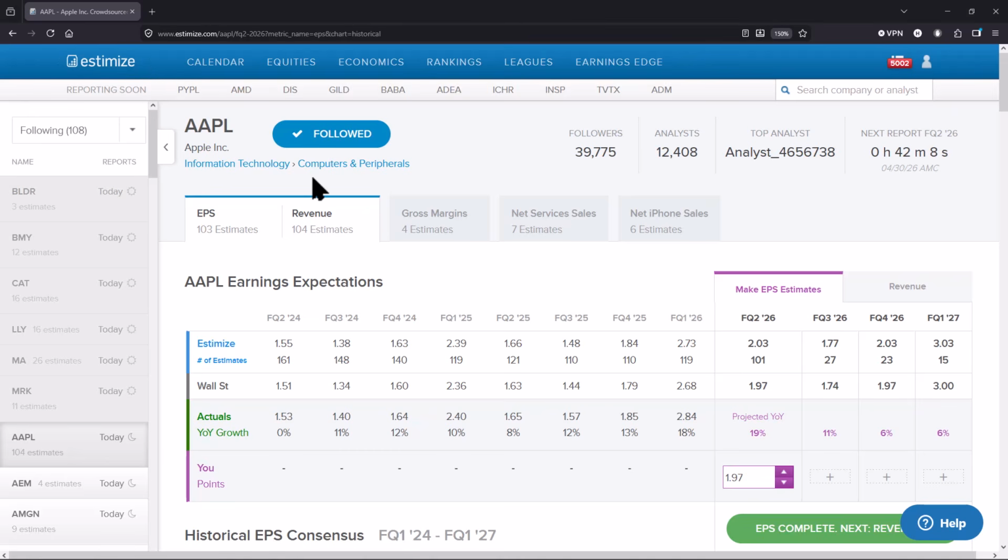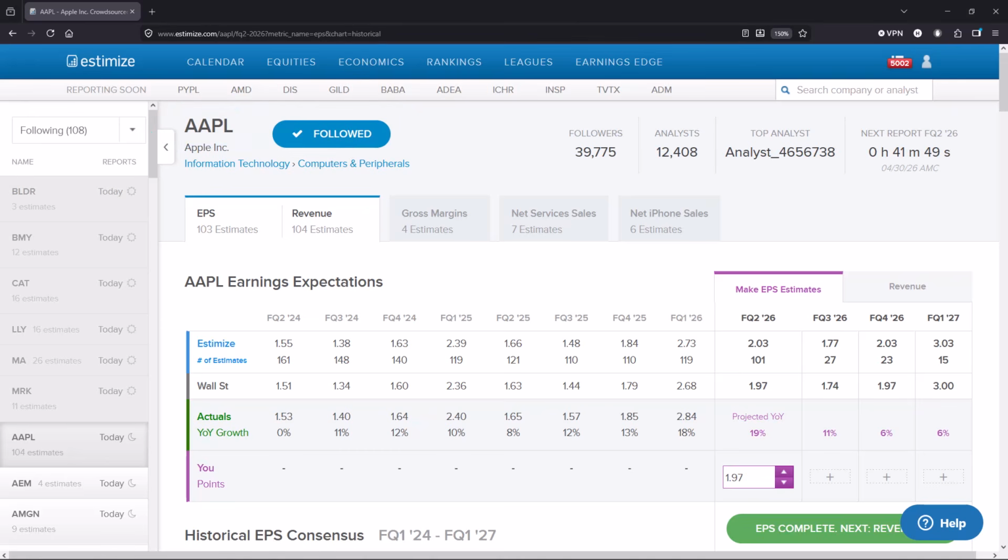Once you set up that free account, you're going to follow any stock that you would like to potentially trade for earnings. So for example, here's Apple. It's followed. There's a button right next to the symbol. Click on that and create a list of those symbols that you would like to track for earnings season.